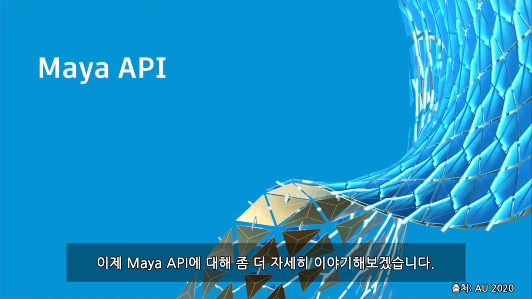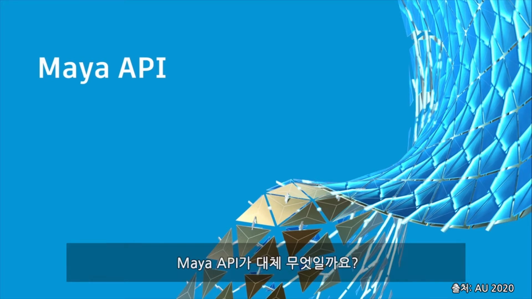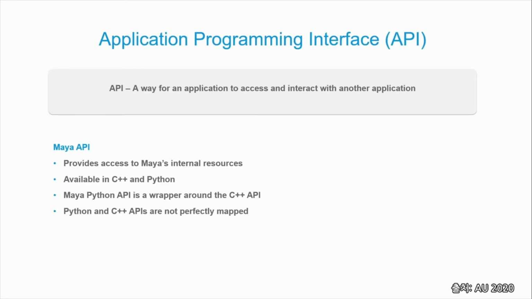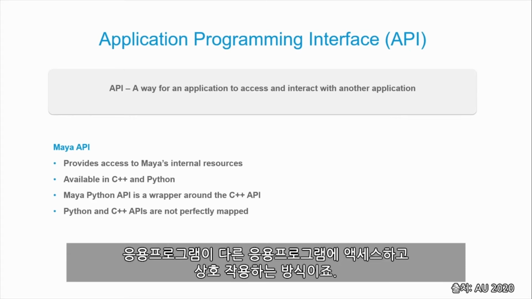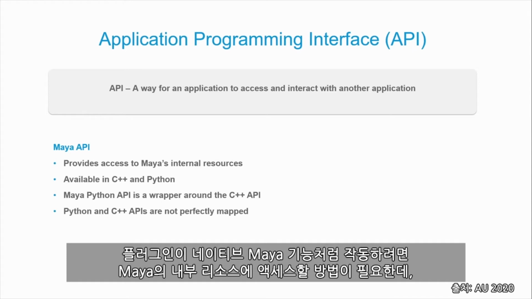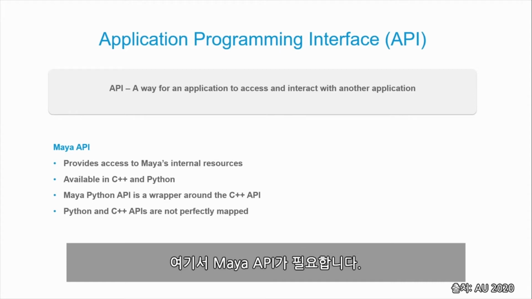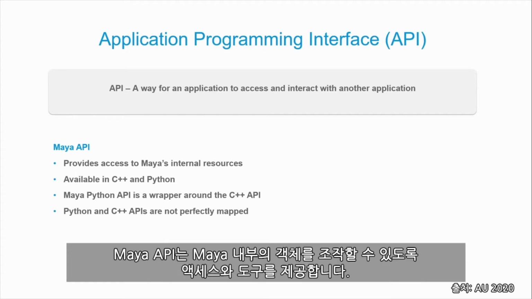All right, so let's dive a little deeper and talk about the Maya API. What is the Maya API anyways? API stands for Application Programming Interface. It's a way for an application to access and interact with another application. So in order for a plugin to behave like a native Maya feature, it needs some way to access Maya's internal resources. And that's where the Maya API comes in. It provides access and the tools to manipulate internal objects inside of Maya.